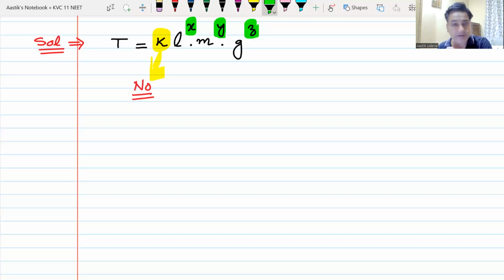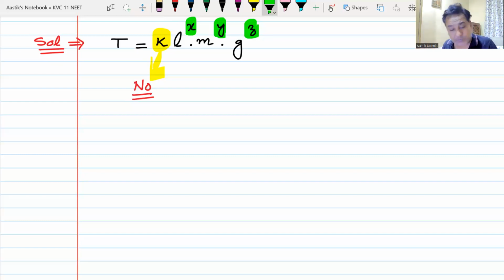K is a number we cannot find out using dimension analysis, and therefore whatever formula we will get will always have K as the unknown. Therefore this formula is known as the possible formula of time period and not the exact formula. Now how do you go about it?